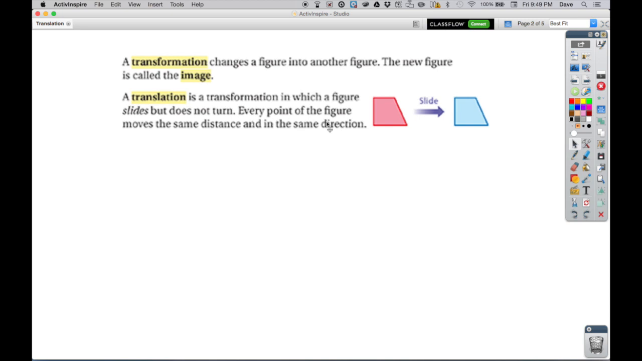What we're going to really focus on is how to do this mathematically. What we're really doing is taking every point of the figure and moving it the same distance and same direction. In other words, we took this top left corner and moved it a specific distance, took the top right corner and moved it the same distance and same direction, and the same thing with the other two corners. You're going to see that in one of two ways. Here's one way.